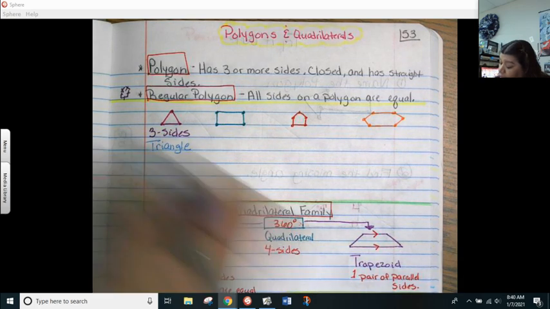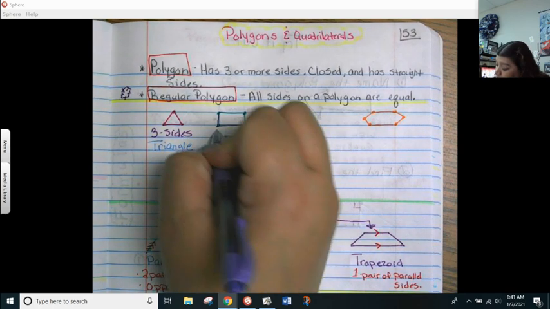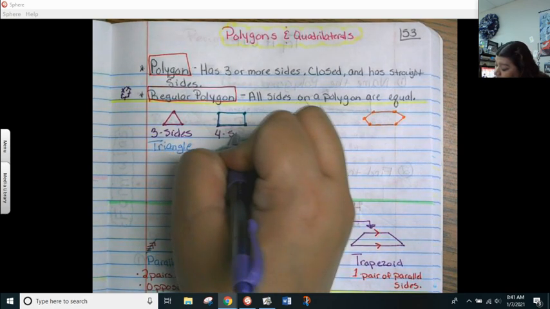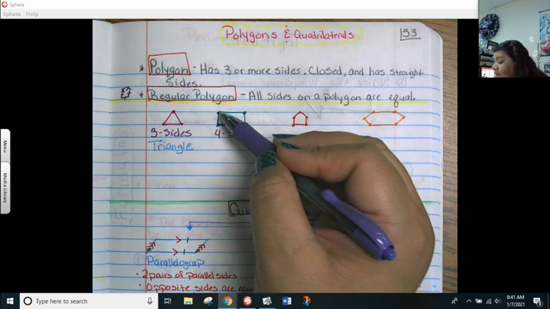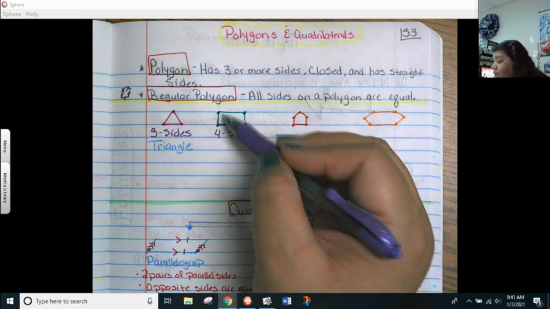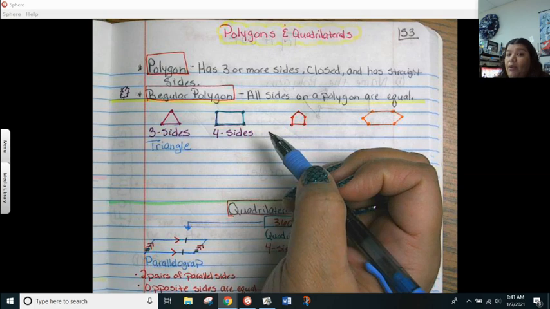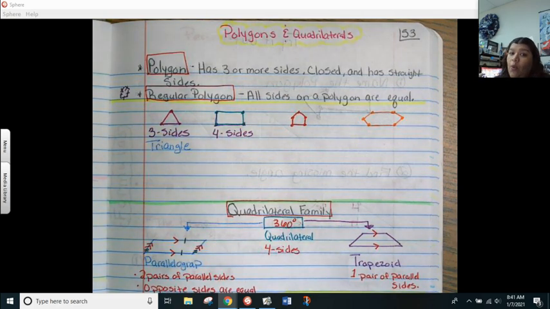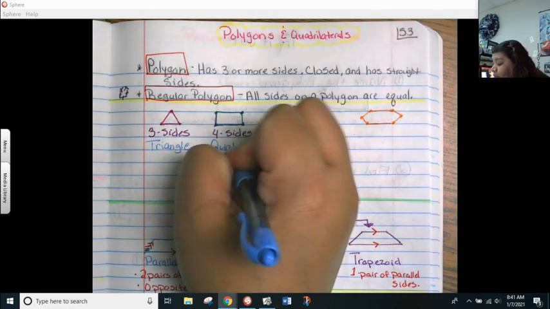Next, we have 1, 2, 3, 4. We have a 4-sided figure. Okay. It has 4 sides. It has 4 vertices. Okay. And also 4 angles in there. It looks like a rectangle, but I want the bigger name for this, and that's the quadrilateral. Quad is a prefix for 4. So we have quadrilateral.